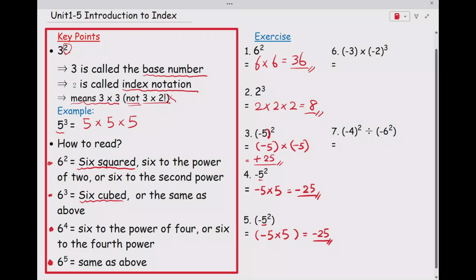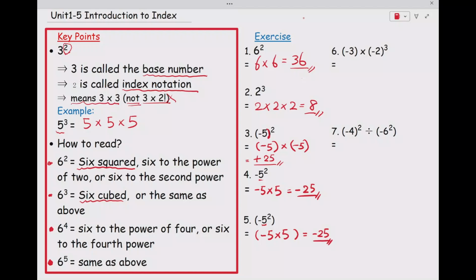Now let's look at number 6. Bracket minus 3 times bracket minus 2 to the third power. You can solve this question by using the knowledge you have acquired so far. But there is one thing you should pay attention to. That is, if there is an index in the equation, then the one with index needs to be calculated first. We will learn this order of operations in detail in the next video. But just remember that the index needs to be calculated first for now.